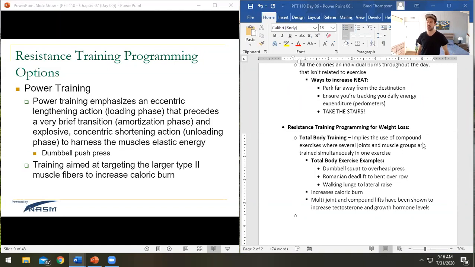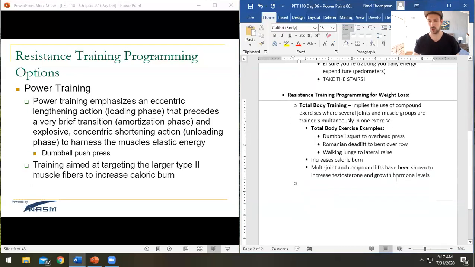With a cable chest press, I'm not able to work my chest as hard as I would with a total body exercise like that, but I am able to get a really big calorie burn and a really big testosterone boost and things like that, which have just been shown to be very good for busting fat.